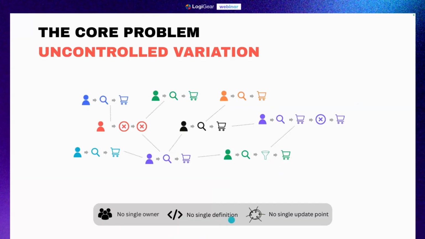So what we've been looking at is the actual structural problem underneath most unstable automation suites. There's no single owner, there's no single definition, and there's no single update point. What you have though is the same business workflow being expressed through multiple implementations. And that's why some tests are flaky, and that's why test suites tend to become difficult to maintain.